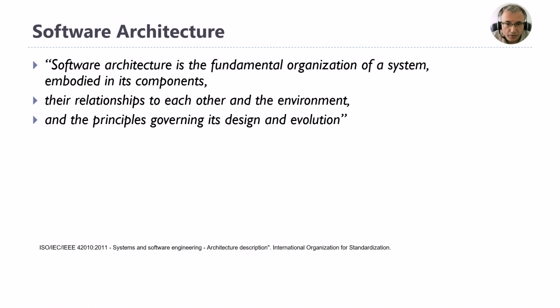In the context of software, architecture refers to the fundamental organization of a system, its components, their relationships, and the principles governing its design and evolution. This definition, as outlined by the ISO IEC IEEE standard, highlights the importance of the rationale behind the architectural design decisions, which profoundly impacts the system's quality attributes such as performance, security, and scalability.